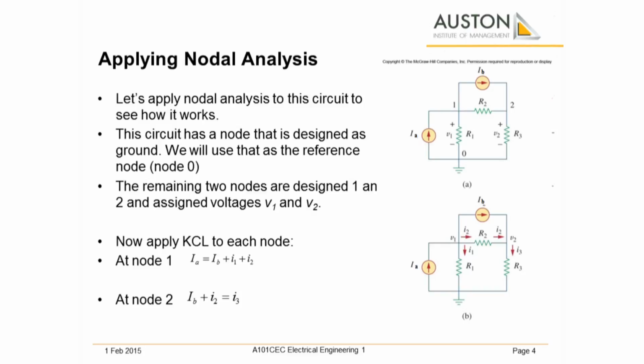Now, let us go to node 2. In node 2, there are three branches. One is the constant current source IB, which is now directed towards the node. The resistor R2, whose current I2 is now also directed towards the node. And then the resistor R3. We assume that the current through R3 will be I3, directed away from the node. Applying KCL now to node 2, we can say that current entering is equal to current leaving, which means that IB plus I2 is equal to I3.